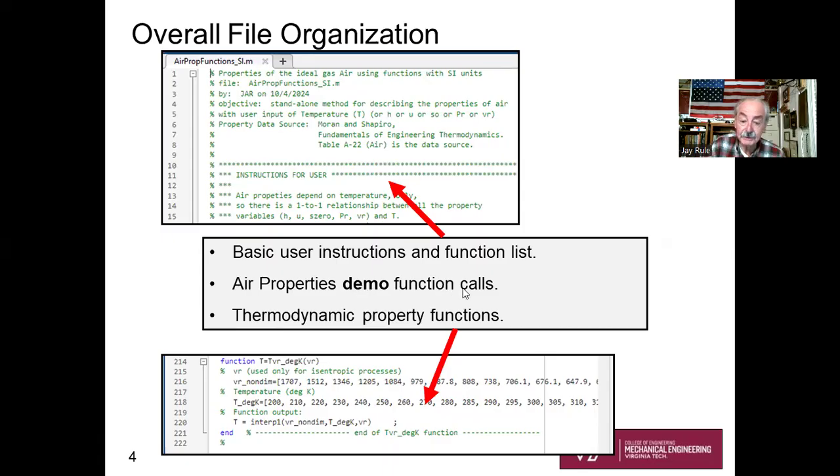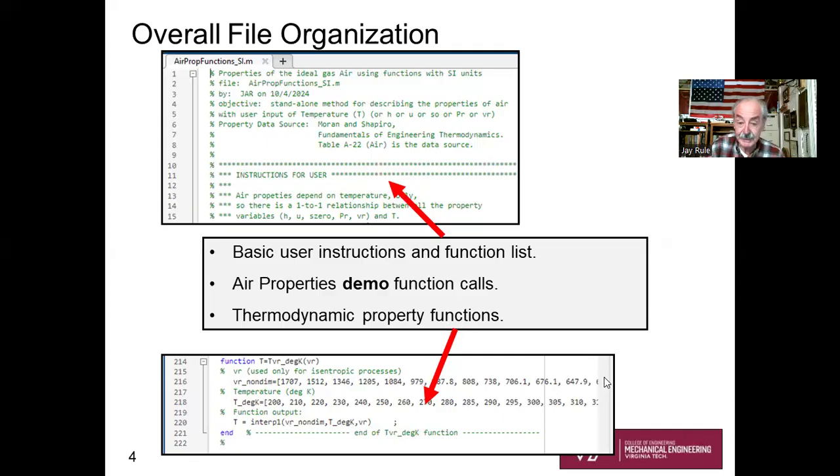Some demo function calls. So this file can stand on its own as a demo, or you can adjust what's going on in the MATLAB file and save as for your own problem. And then finally, the last part of the file, and here's the end of the file. So for this particular file, Airtables, it goes down to line 222. So it's a moderate size MATLAB file. That's the brains behind it, the thermodynamic property functions for air.